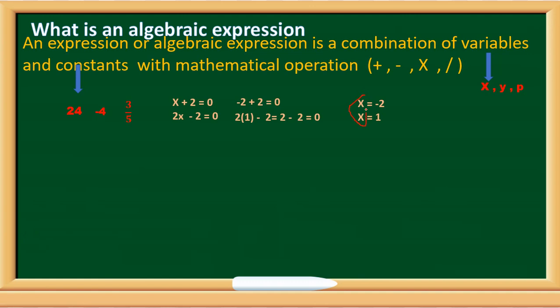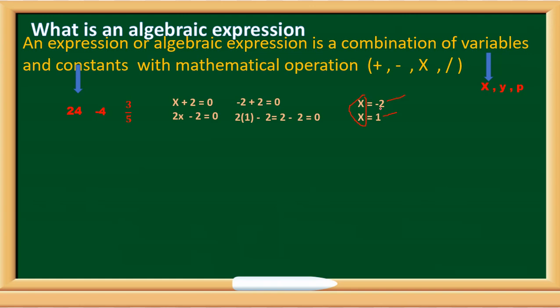Now consider this x. This is the same variable but it has two different values. One is minus 2 and the other value is 1. That means the same variable has different values according to the different equations. That means we can say this variable x is not a constant value or a fixed value.